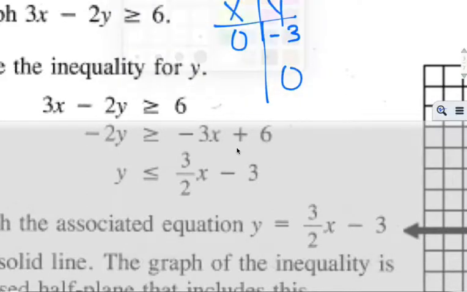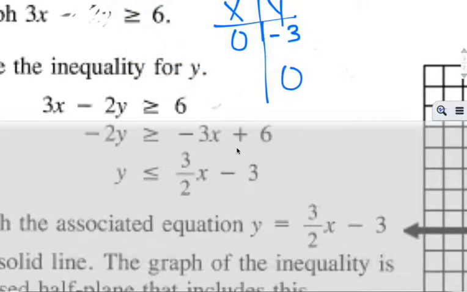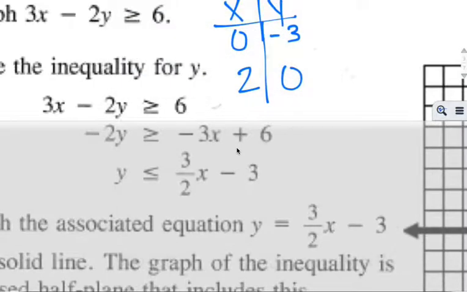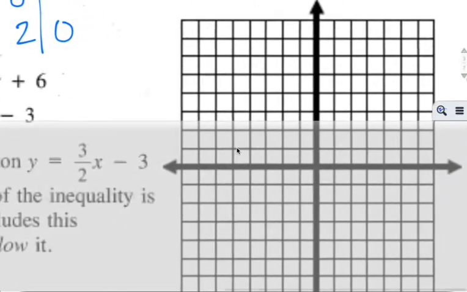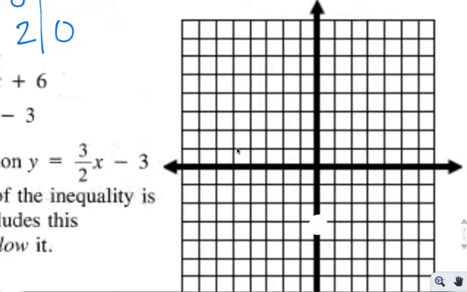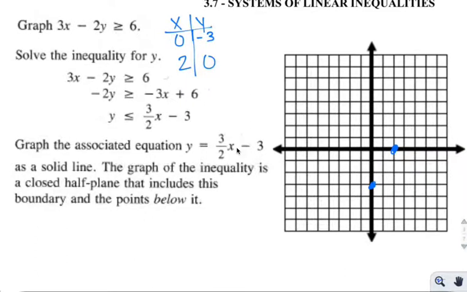If y is 0, it makes all of that go away, which means x is equal to 2. Okay, so I have intercepts. My intercepts are (0, -3), which is the point right here, and (2, 0), which is the point right there. Now, I need to figure out, is this a closed half plane or an open half plane?